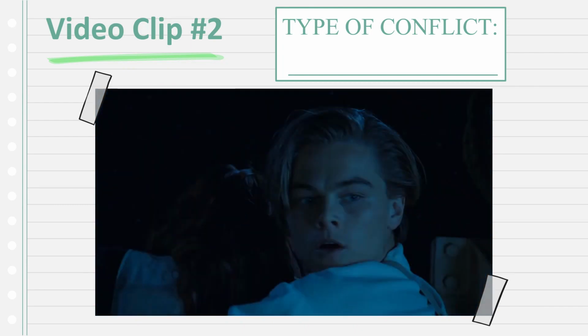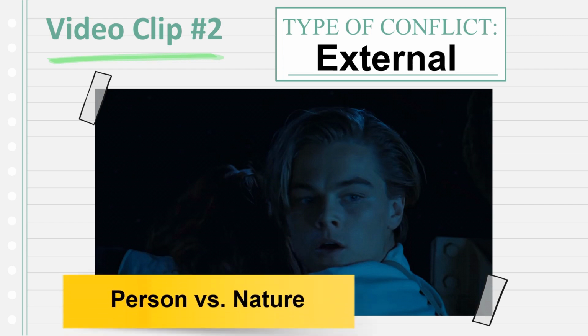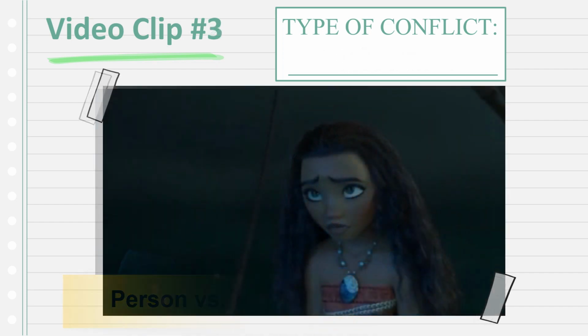This is an external conflict. Excellent! This is person versus nature because the protagonists Jack and Rose struggle as the ship sinks into the ocean. Video clip number 3 from the movie Moana. What type of conflict is this?